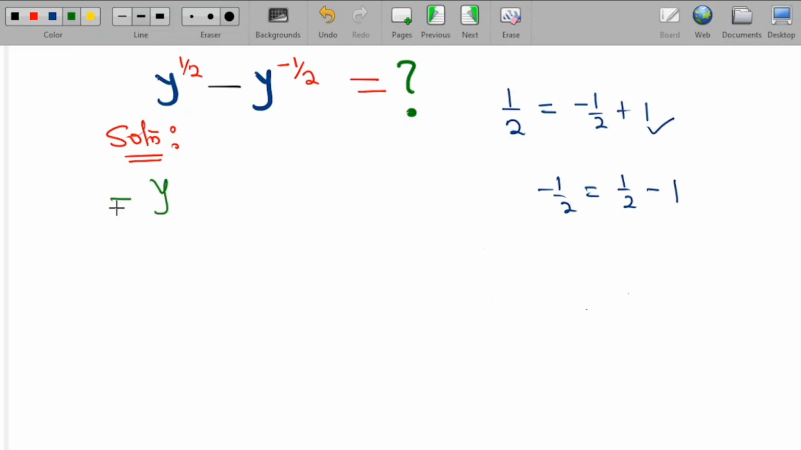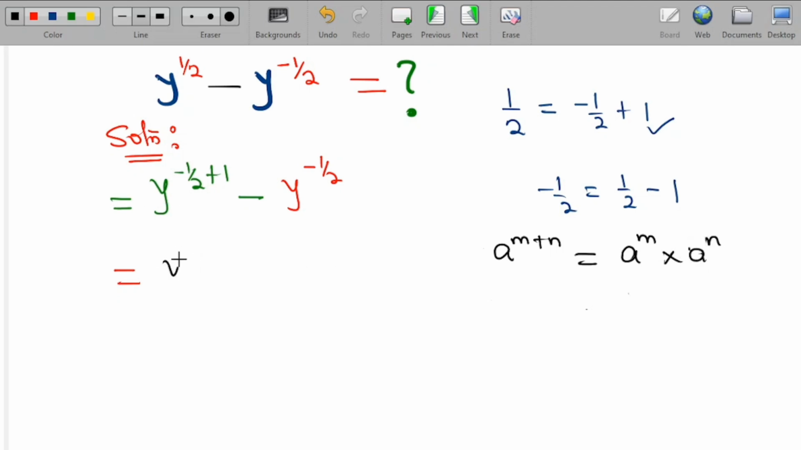So here I'm going to have that this is equal to: my half now will be replaced by minus half plus 1, and then minus y raised to the power of minus half. So now you can see I have minus half here, minus half, and then I will try to go further with my simplification. Here I can now apply the rule of indices that says that if a is raised to the power of m plus n, it is the same thing as a to the power of m multiplied by a to the power of n.